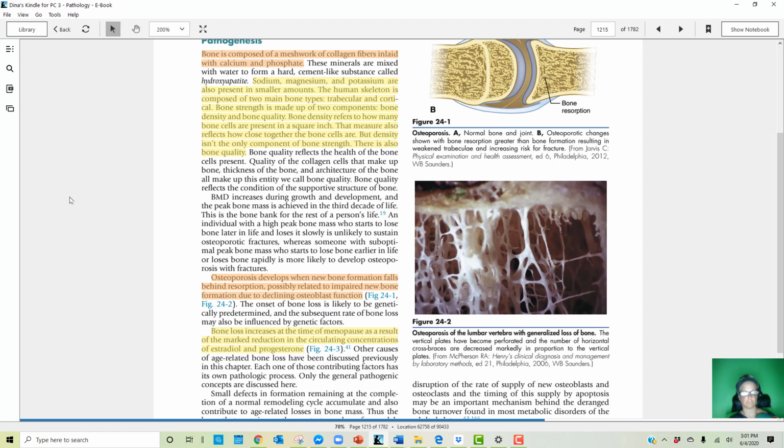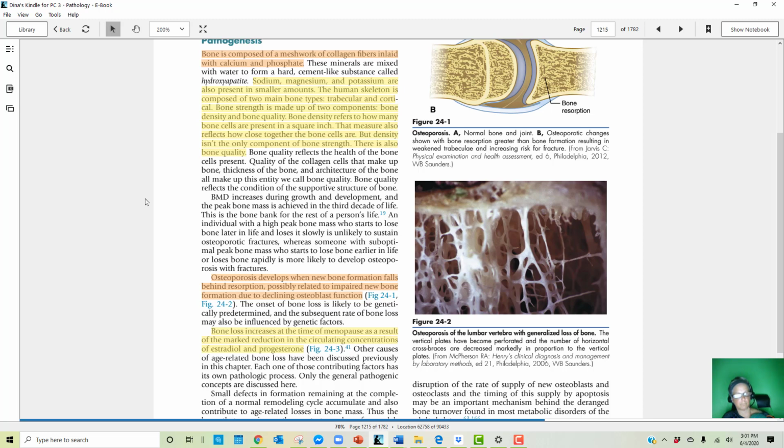Bone density refers to how many bone cells are present in a square inch. That measure also reflects how close together the bone cells are. But density isn't the only component of bone strength. There is also bone quality. Bone quality reflects the health of the bone cells present, quality of the collagen cells that make up bone, thickness of the bone, and architecture of the bone all make up this entity we call bone quality. Bone quality reflects the condition of the supportive structure of bone.